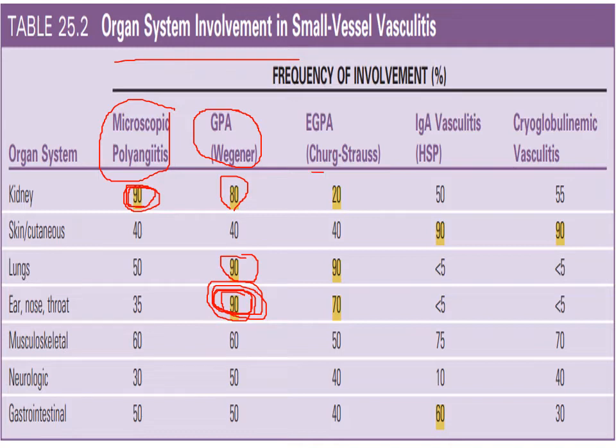What about Churg-Strauss or eosinophilic granulomatosis with polyangiitis? Kidney affection, to notice, is less common, but it is characterized by what?